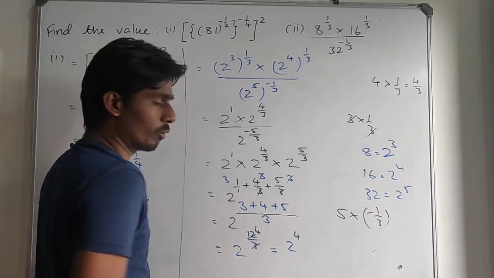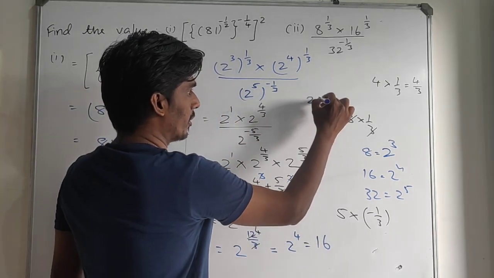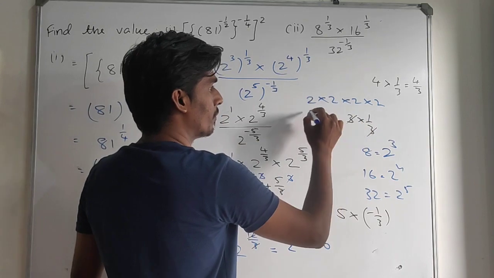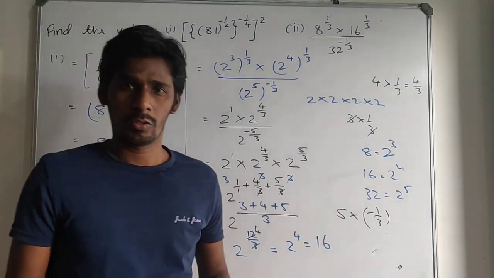So how much did I get? 2 raised to 4. 2 raised to 4 means 2 into 2 into 2 into 2. So this will be what? 16. So this is the way we can solve these two sums.